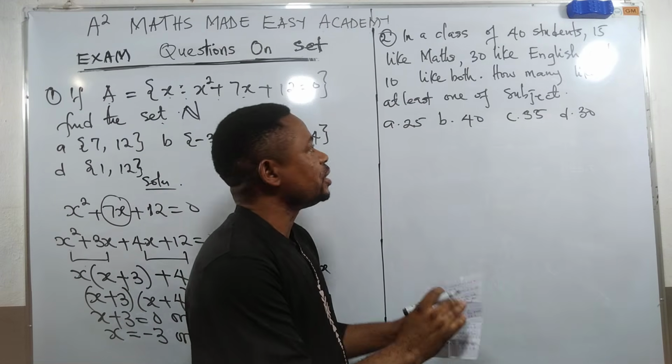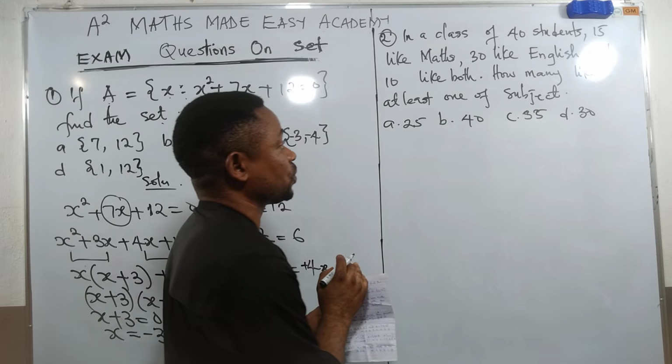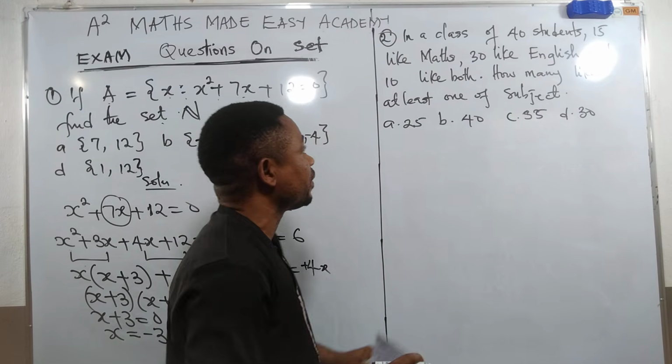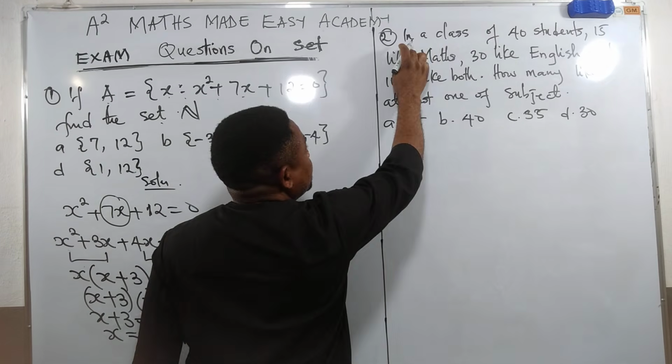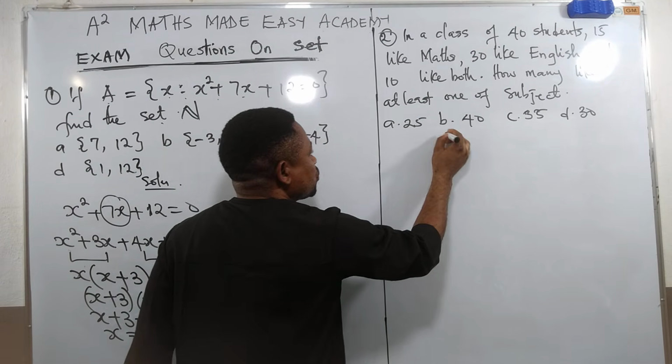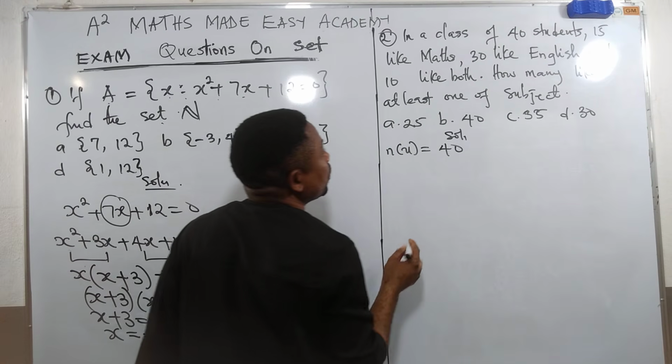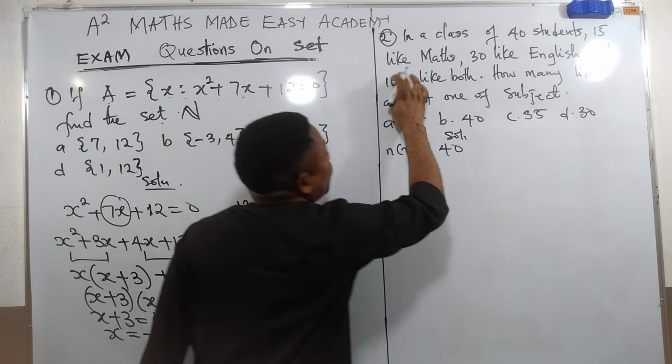What I'm going to use now is a shortcut method in order to solve this particular word problem. This is a word problem under set, which is Venn diagram. Now watch this. The question says in a class of 40 students. So which means the universal set is 40. Are you there now? So it was observed that 15 like maths.